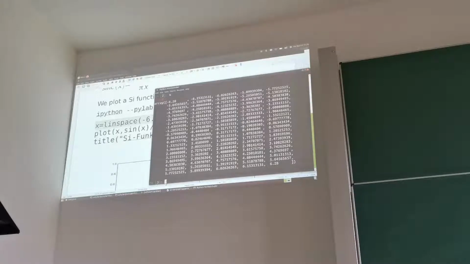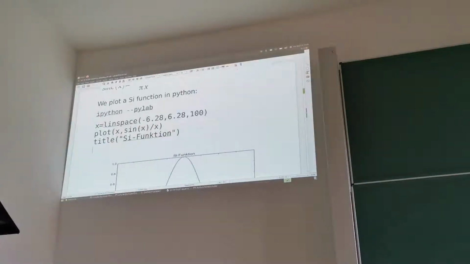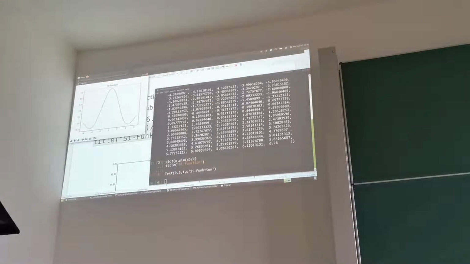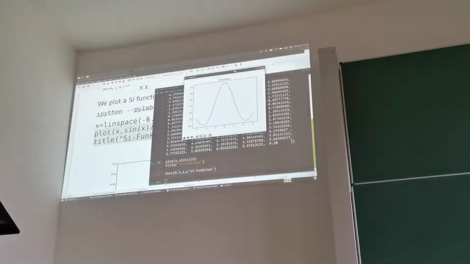And I use that to plot the SI function that you can see here. So here plot, I use the x values for the x-axis, and for the y-axis I use sine of x divided by x, which is the SI function. So let's copy it and paste. And here you go. Here we have our SI function. Practical, huh? So in this way we can easily plot, and you also have practical functions here.